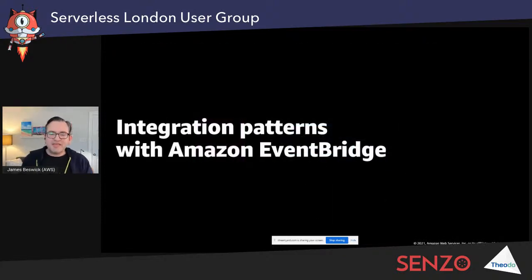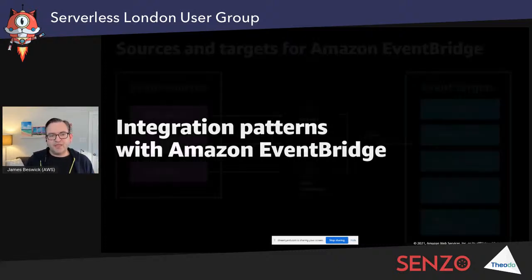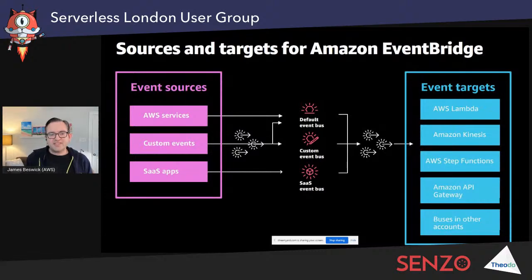So let's take a look at some integration patterns that you can build using EventBridge for your serverless applications. EventBridge accepts events from event sources, and these can be any one of 95 AWS services, your Lambda functions, applications, SaaS application providers like Auth0, Datadog, or PagerDuty.